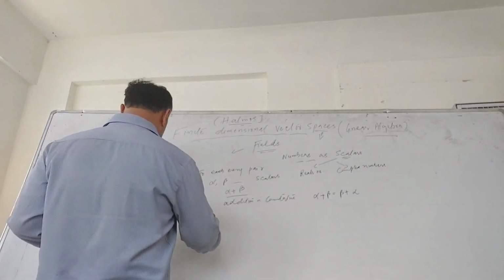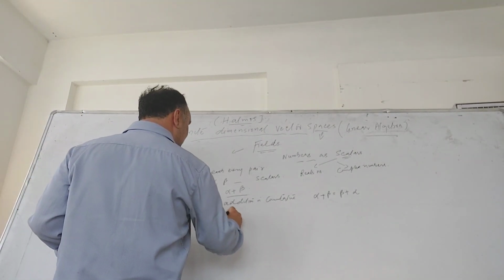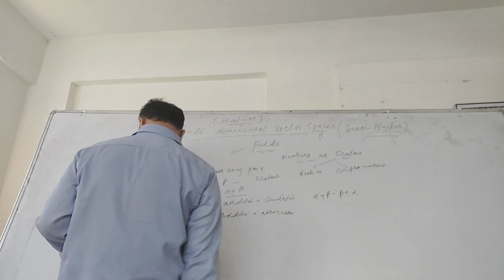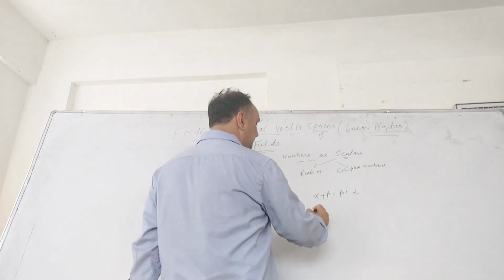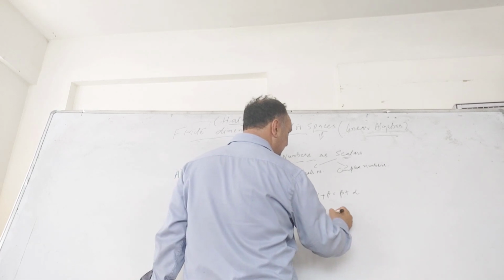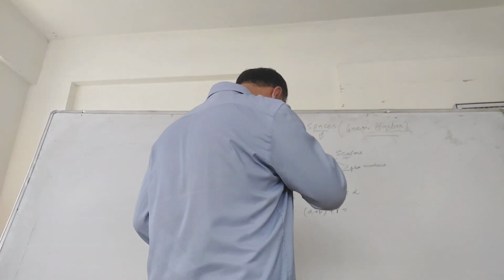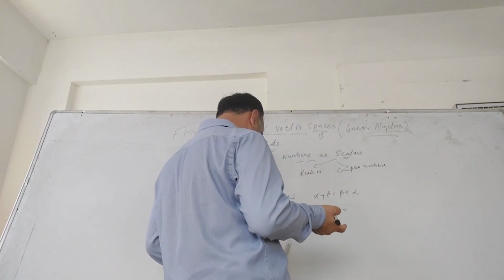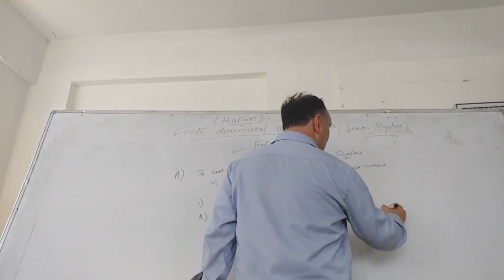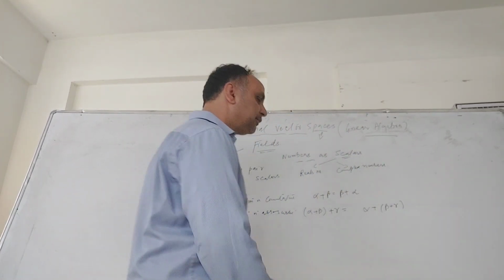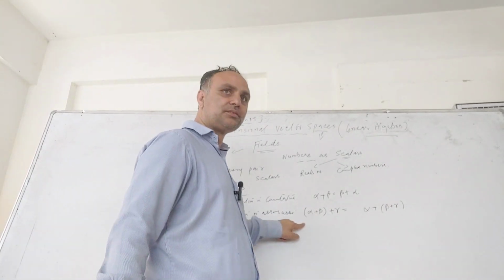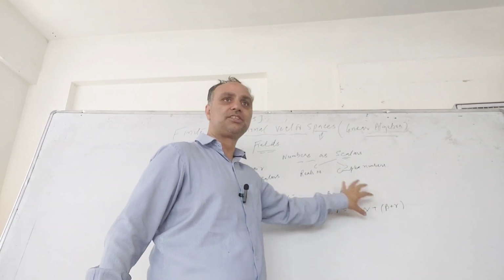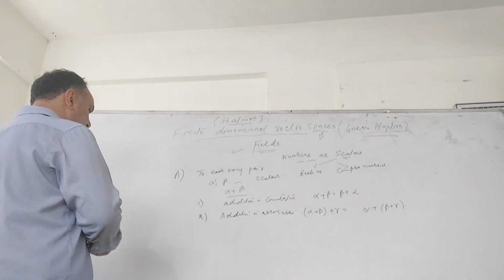The other property is that addition is associative. If you have another number gamma, alpha plus beta plus gamma, you can group it as alpha plus beta plus gamma, and it will not change. If you just place the parentheses differently, the result will not change. So this is another property.